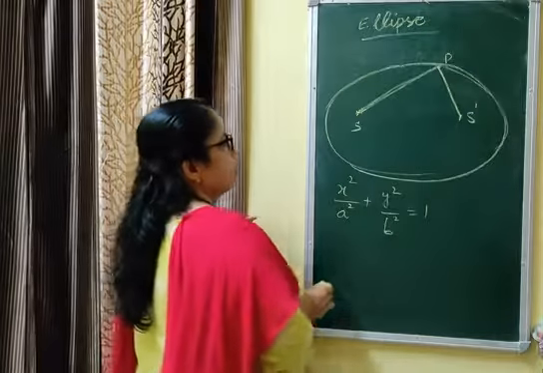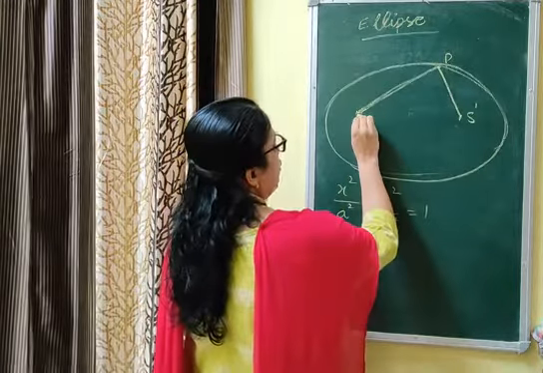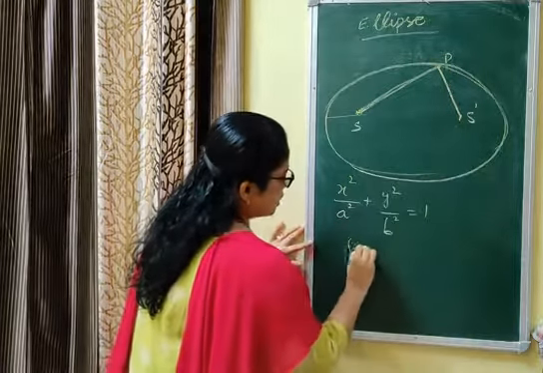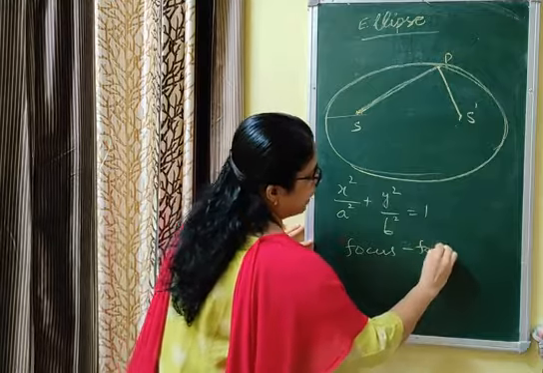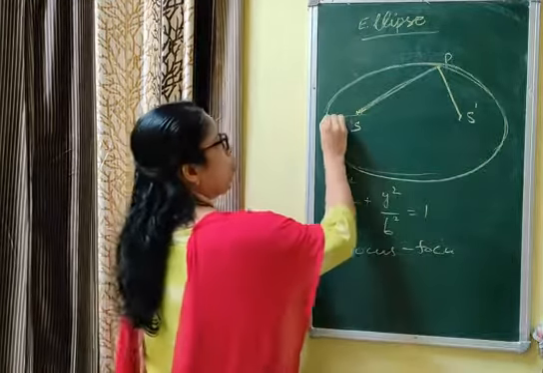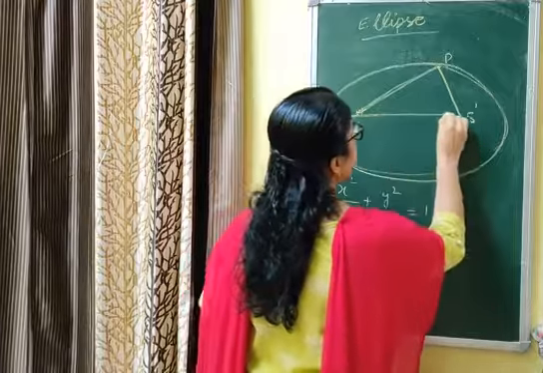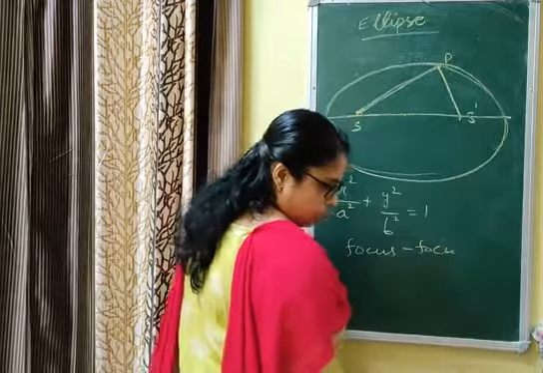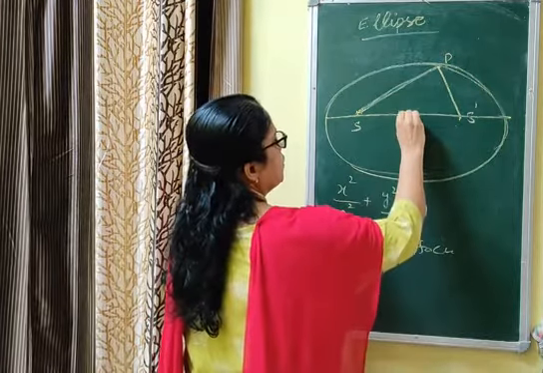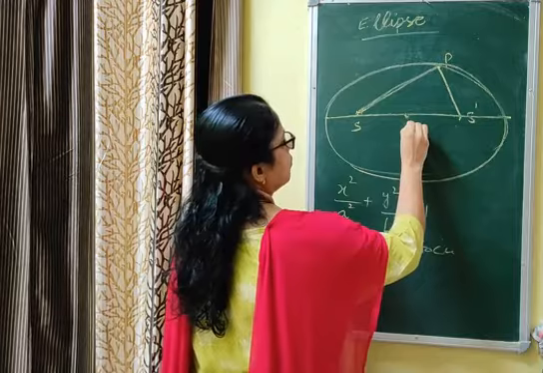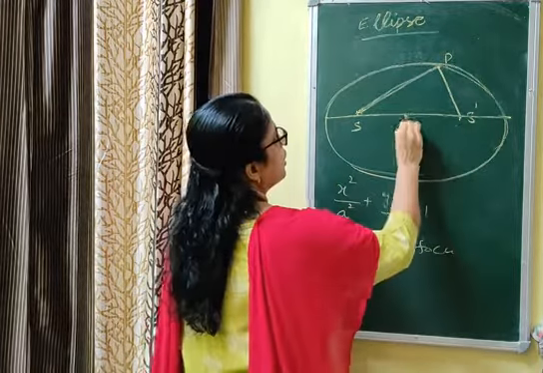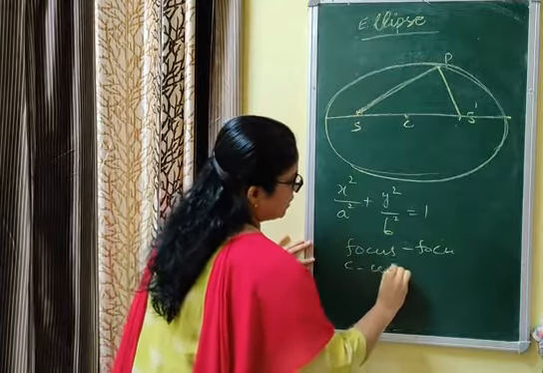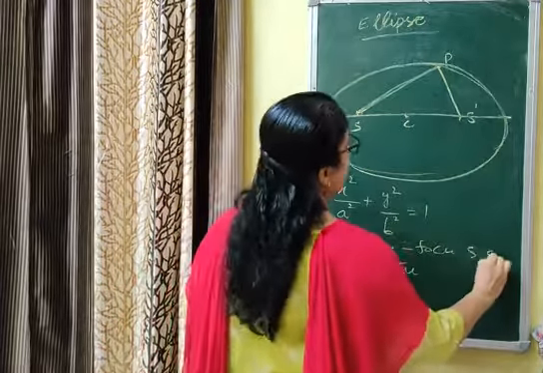Now, first of all, what is the fixed point? These fixed points are called the foci. Foci is the plural of focus. Foci means there are two focus. These two fixed points are called focus. And the midpoint of these two focus, let it be C, is called the center. That is, C is the center. Foci are S comma S dash.